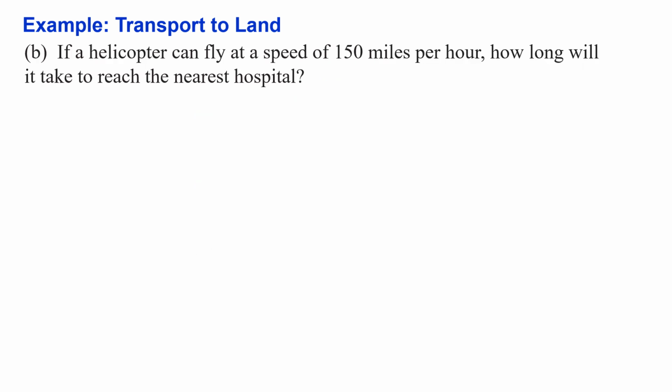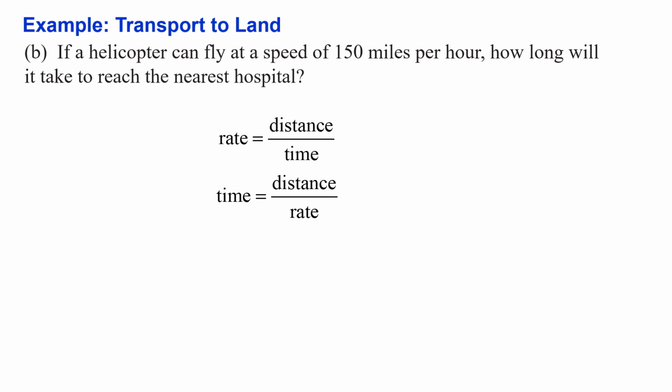Part B of this problem says, if a helicopter can fly at a speed of 150 miles per hour, how long will it take to reach the nearest hospital? So we know that the equation rate equals distance divided by time represents the relationship between those three quantities. And intuitively, we know that this is true when we think of speed in units such as miles per hour, which represents distance over time. So we can take this equation and solve for time, and we can write that time equals distance divided by rate.